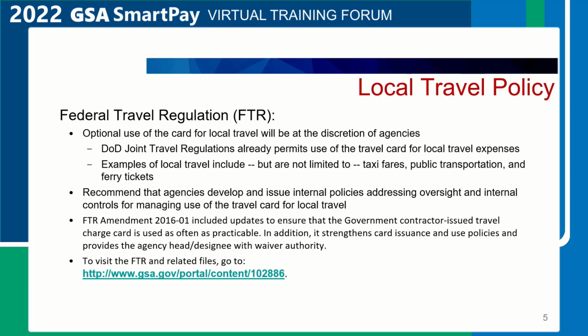First, we're going to talk about local travel. Local travel is considered official travel when the individual is performing official duties in and around the area of their permanent duty station. We hear sometimes that the Federal Travel Regulation, or FTR, does not address local travel. The GSA SmartPay contract takes this into consideration and has added language to ensure the use of the travel card is possible for local travel, provided that your agency policy allows for that.